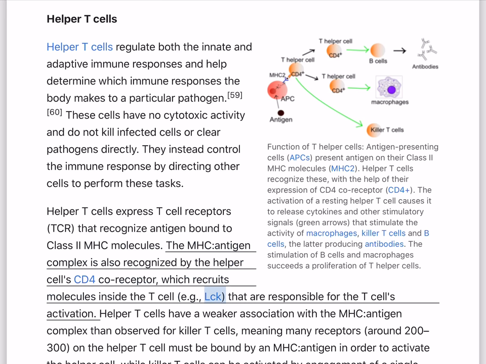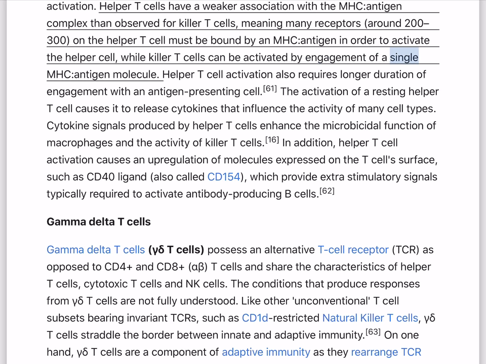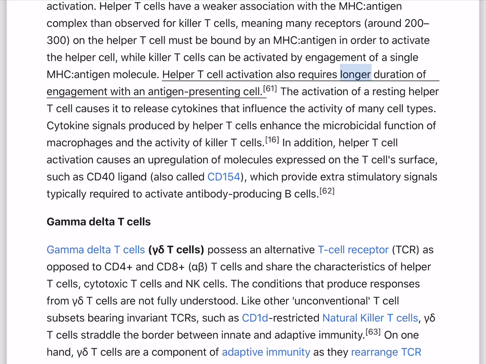Helper T cells have a weaker association with the MHC antigen complex than observed for killer T cells, meaning many receptors, around 200-300, on the helper T cell must be bound by an MHC antigen in order to activate the helper cell, while killer T cells can be activated by engagement of a single MHC antigen molecule. Helper T cell activation also requires longer duration of engagement with an antigen presenting cell.